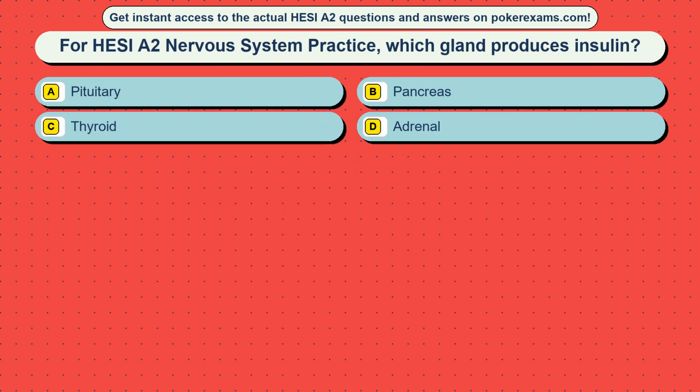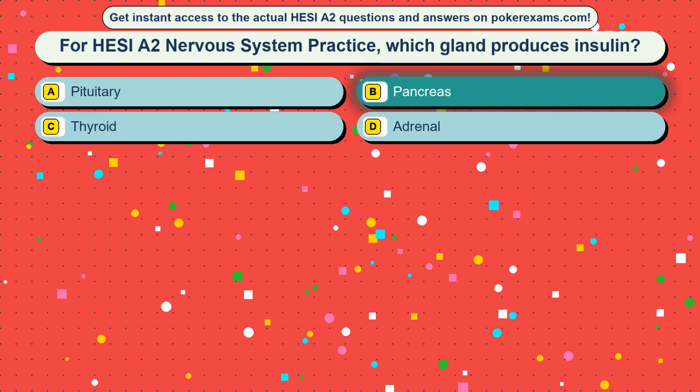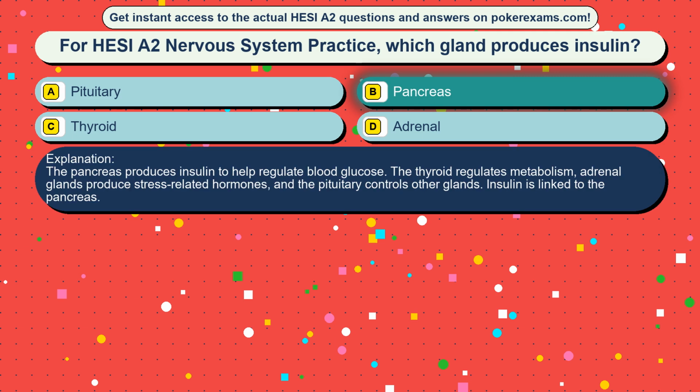Question 12. For HESI A2 nervous system practice, which gland produces insulin? Option A, pituitary. Option B, pancreas. Option C, thyroid. Option D, adrenal. The correct answer is option B, pancreas. The pancreas produces insulin to help regulate blood glucose. The thyroid regulates metabolism, adrenal glands produce stress-related hormones, and the pituitary controls other glands. Insulin is linked to the pancreas.